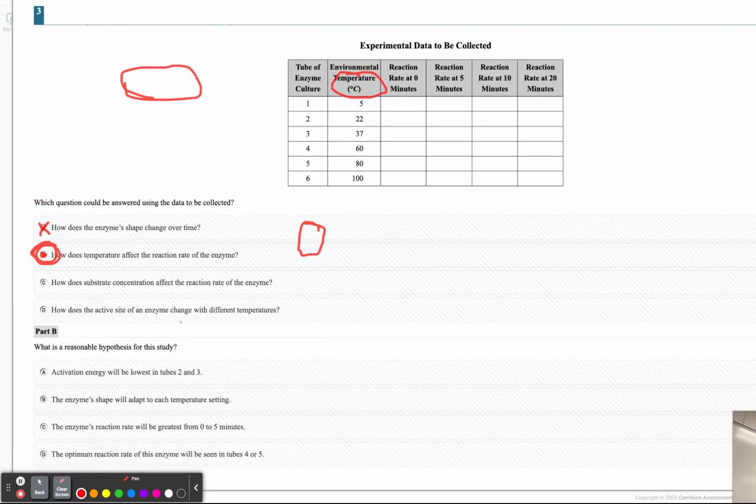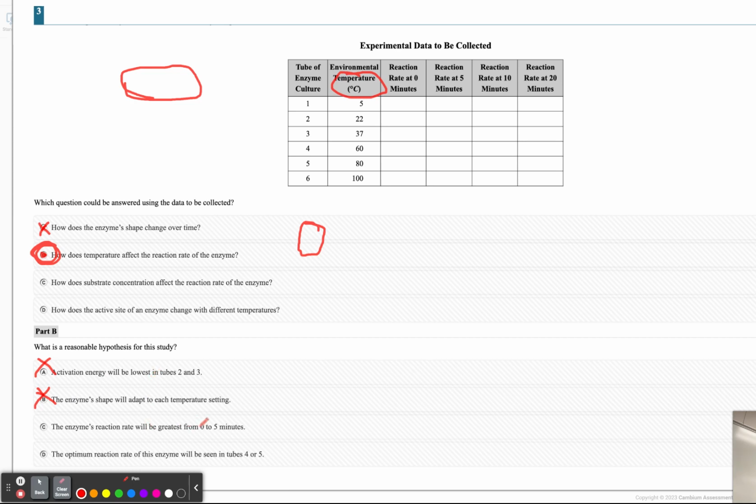It wants to know what the reasonable hypothesis is. Activation energy will be lowest in tubes 2 or 3. That means it would have the fastest reaction rate. Okay, that doesn't make sense to me. Enzyme shape will adapt to each. No, it can't. It's not going to adapt to each temperature, only if it already has a pre-existing mutation that has allowed it to survive and reproduce in that environment.